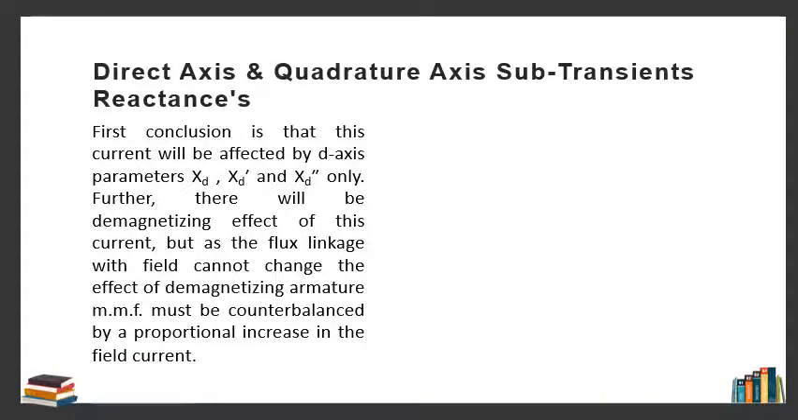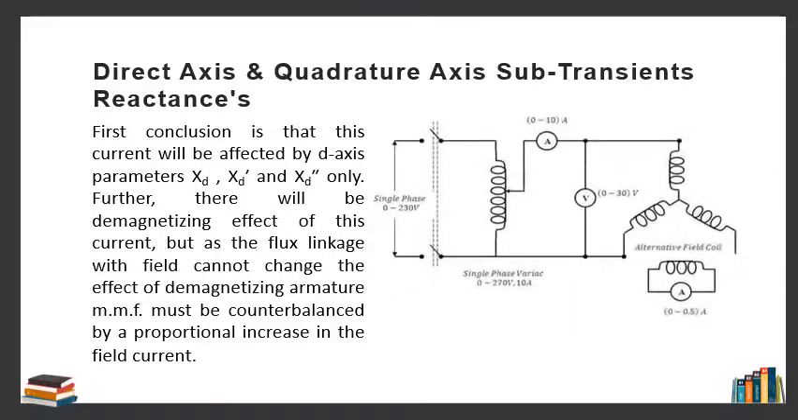The first conclusion is that this current will be affected by D-axis parameters like Xd, Xd dash and Xd double dash only. What is Xd? Xd is called the direct axis reactance, or we can say the direct axis steady state reactance. Xd dash is the direct axis transient reactance and Xd double dash is the direct axis sub-transient reactance.